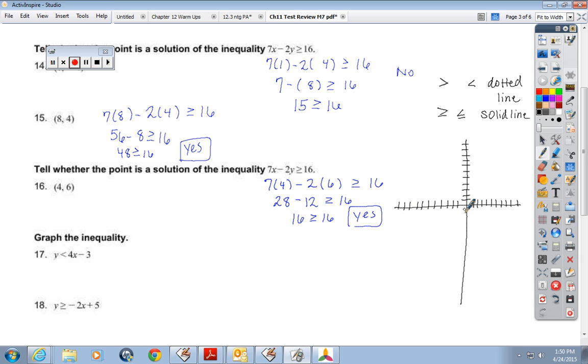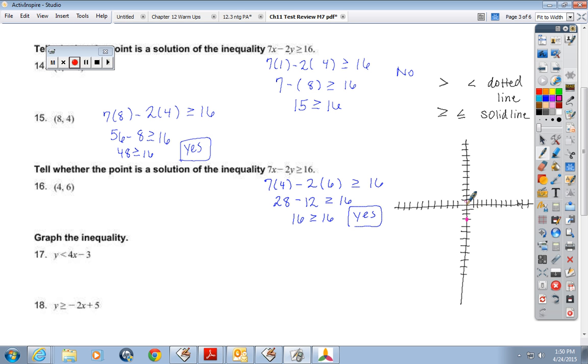Okay. So in number 17, what is my y-intercept? 0, -3. So I'm going to go down 1, 2, 3. So there it is. Now what's my slope? No, number 17. 4 over 1. So that means what? I'm going to rise 4. 1, 2, 3, 4, run 1. Rise 1, 2, 3, 4, run 1. And so there's my line.